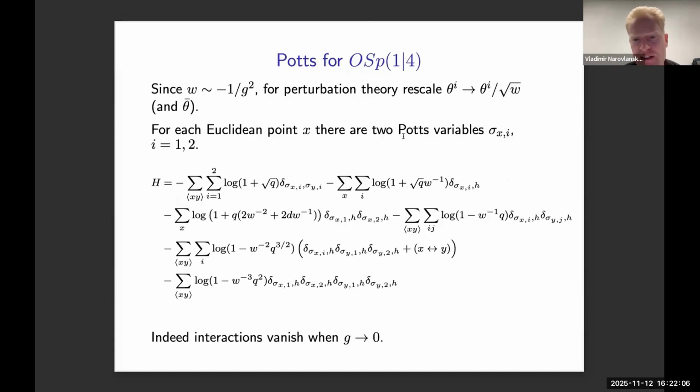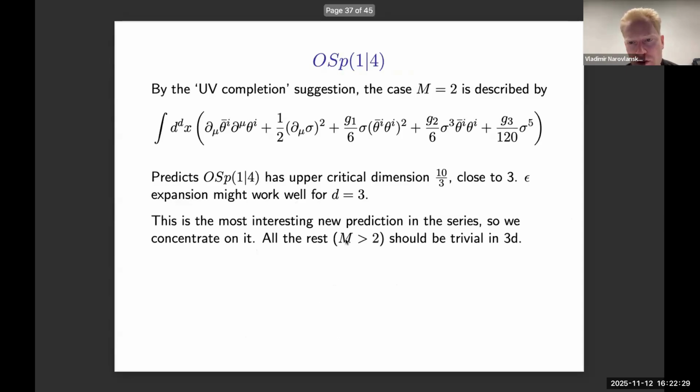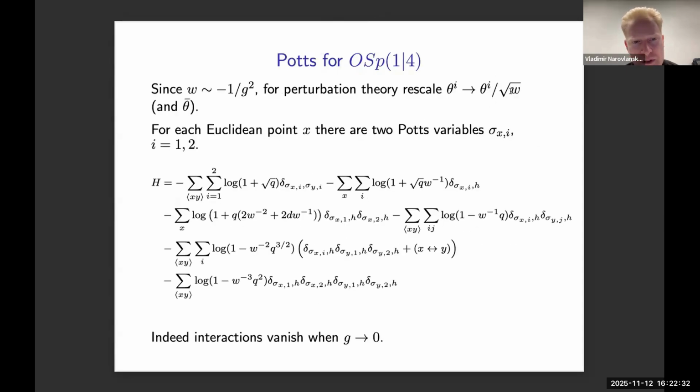Now we can apply the same general claim that I wrote to this theory. We can take this fermionic description and turn it into a Potts description. One thing that is convenient is that since W goes like 1 over G, if you're interested in small coupling constant G, it's better to rescale theta and theta bar by the square root of W. So we're going to rescale theta and theta bar, dividing by the square root of W. Then we're going to use the duality that I mentioned in the second part of the talk, and what we get is that for every vertex of the graph, you're going to have one new Potts degree of freedom.